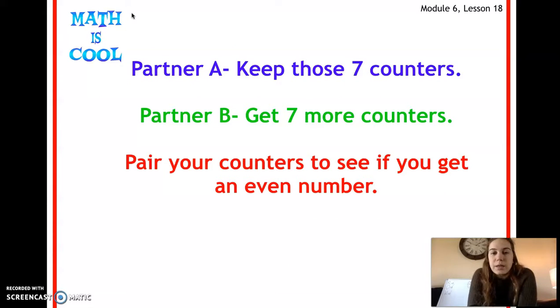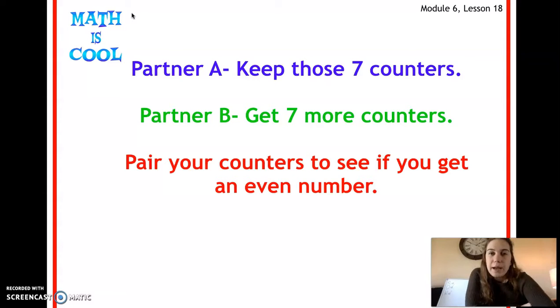Now this part says partner A, keep those 7 counters. Partner B is going to get 7 more. So now one person has 7 and the other person has 7. Now you're going to put those 2 together to see if you come up with an even number. So what's 7 plus 7 going to equal? Good, you have 14 altogether.